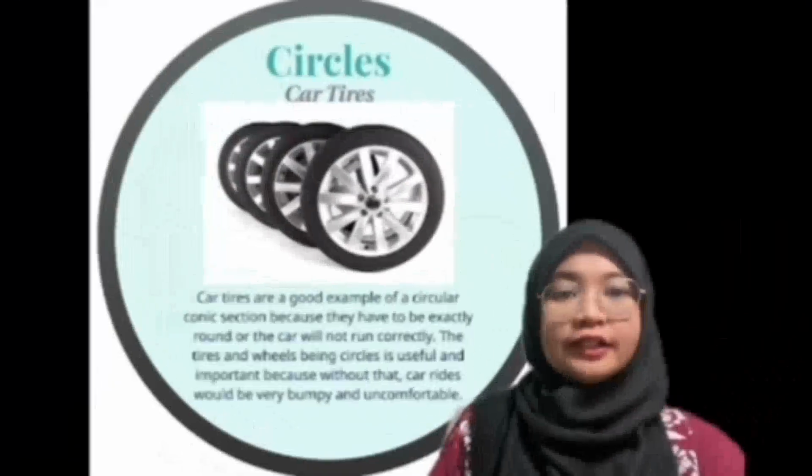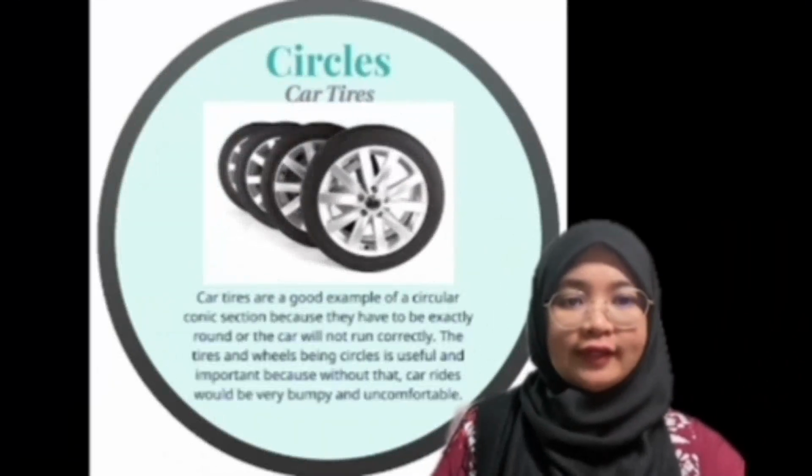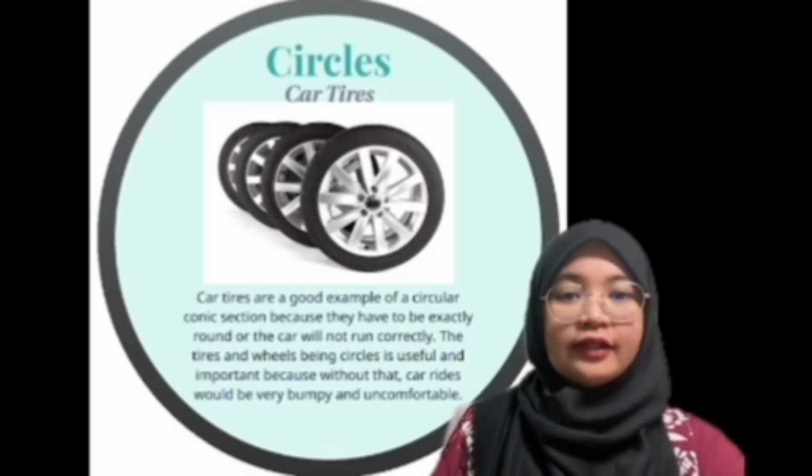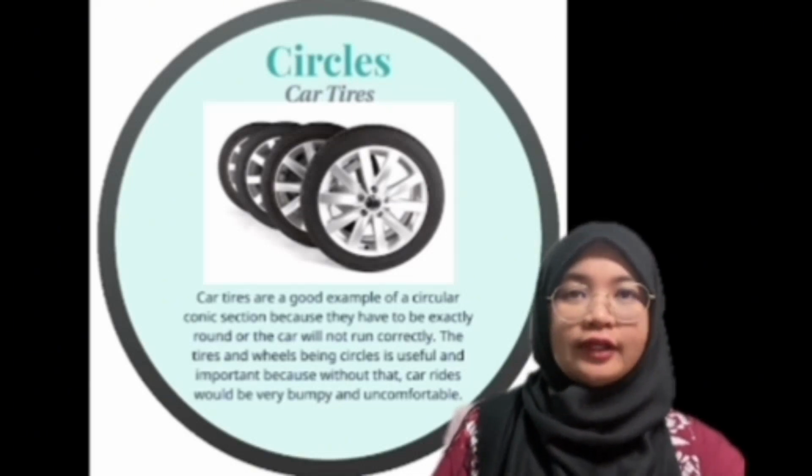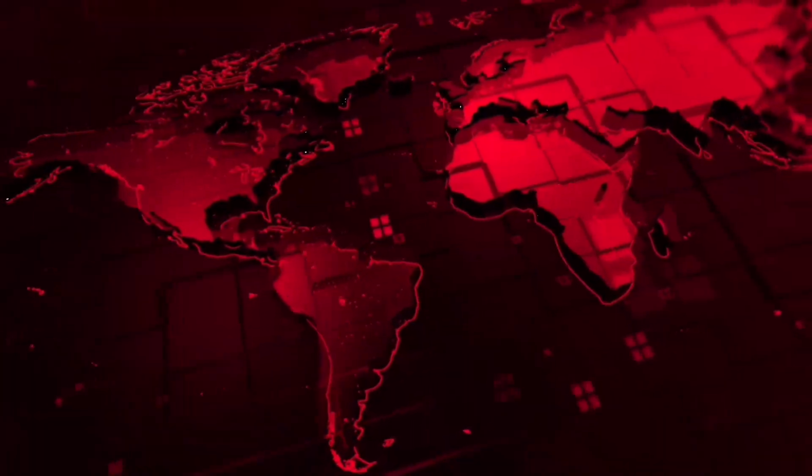To understand the conic section of circle better, here is an example of its application in real life. Car tires are a good example of circular conic section because they have to be exactly round or the car will not run correctly. The tires and wheels being circles is useful and important because without that, car rides would be very bumpy and uncomfortable.